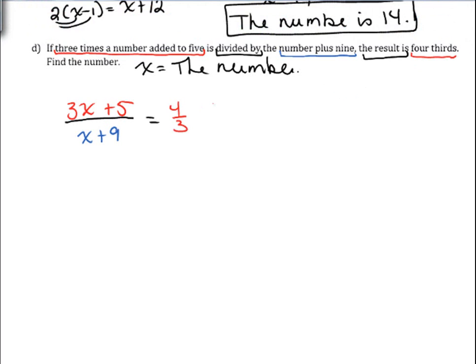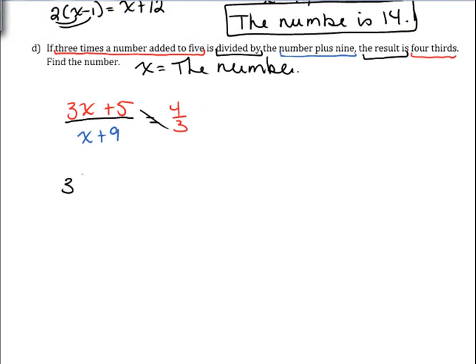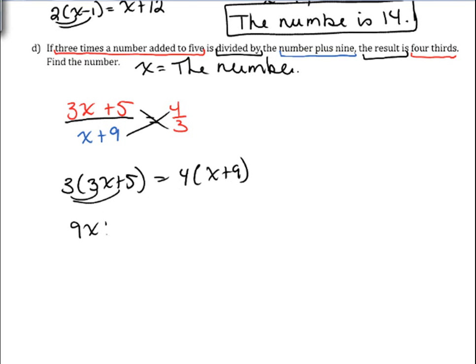Okay, so there's our proportion. To solve it, we're going to cross multiply. So we have 3 times a quantity 3x plus 5 equals 4 times a quantity x plus 9. Now we can't divide by the 3 or the 4 because they don't evenly divide one another like we had in the last example. So we're going to distribute the 3, giving us 9x plus 15, and then distribute the 4, which gives us 4x plus 36.